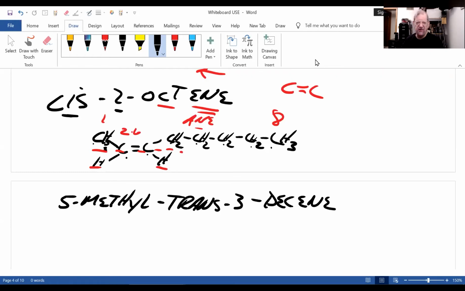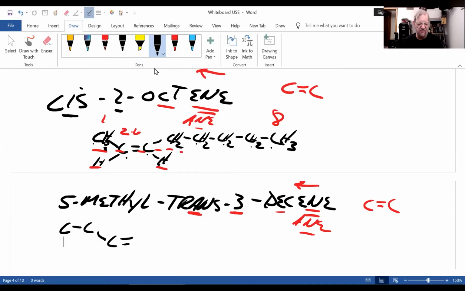How do you decode this to know what it is? All organic molecules, you start from the right, move left. ENE ending, double bond. If this were ANE, it would be decane, 10 carbons. Notice we have a double bond at carbon 3, and it's trans. 1, 2. I'm going to show my double bond with the bond angle. Now, trans means the hydrogens are opposite, and then 6 more carbons.